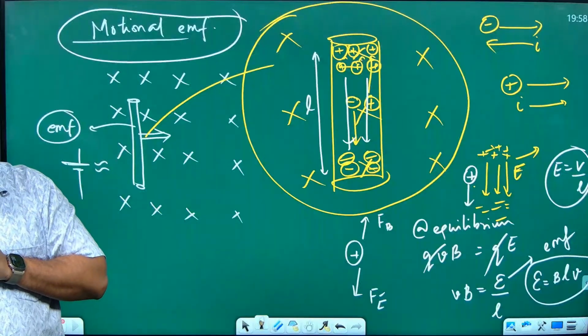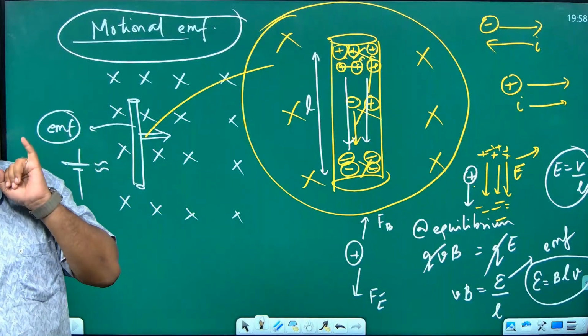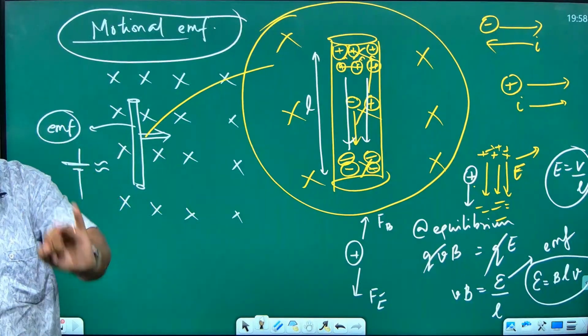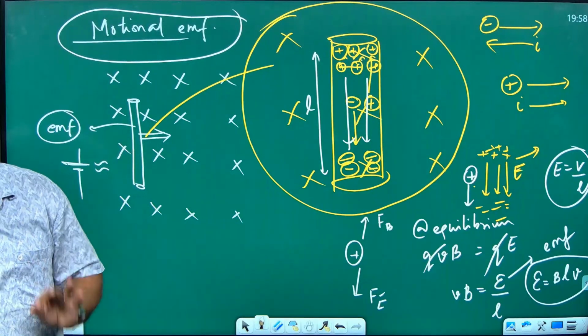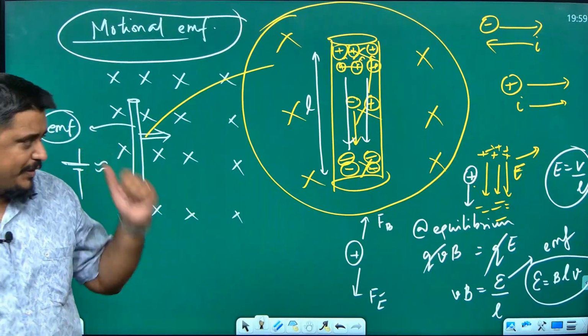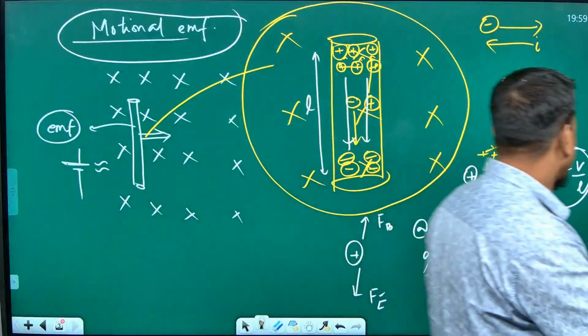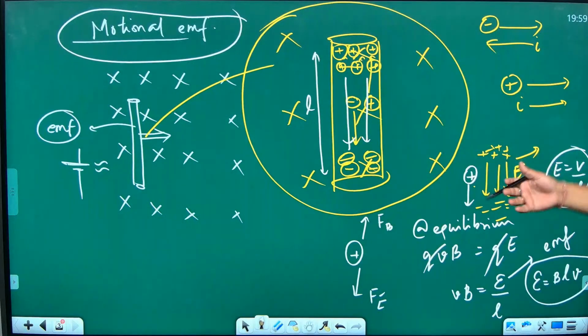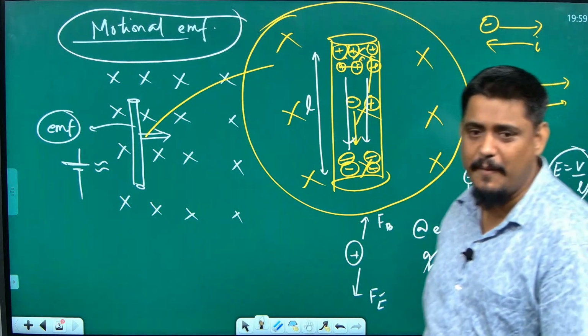BLV. So motional EMF formula is BLV, where B is the magnetic field, L is its length, and V is its velocity. If you have understood this, copy it up first. Whatever I have told the theory here, you cannot write, but you will forget tomorrow, I know. So write something by your own.